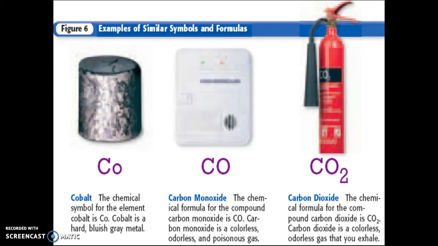Capital C, capital O is carbon monoxide. The capital C tells us that's carbon. The fact that the O is capital tells us it doesn't go along with the C. It's not cobalt. Instead, it's carbon and oxygen. Every time you see a capital letter, you're starting a new element. So carbon and oxygen, in this case, there's 1 atom of each, which is carbon monoxide, a poisonous gas.